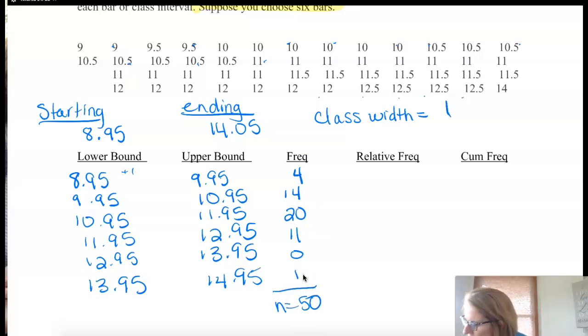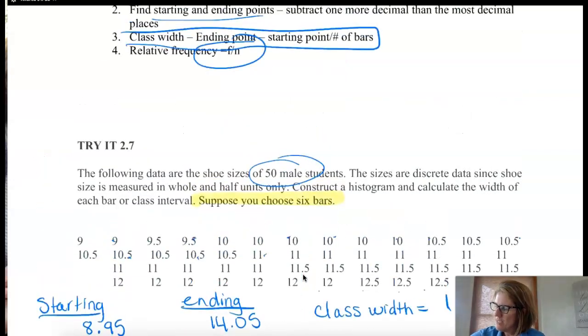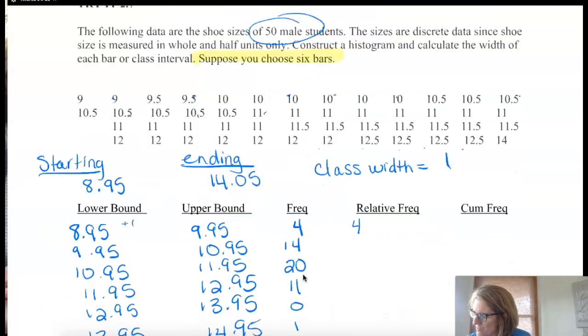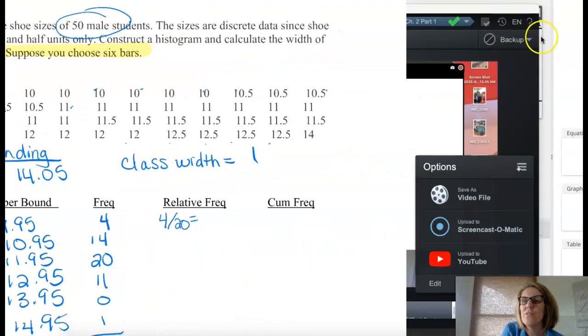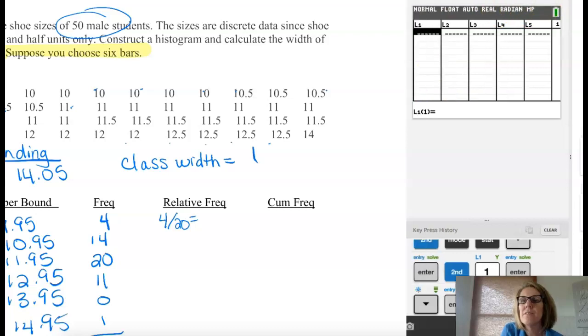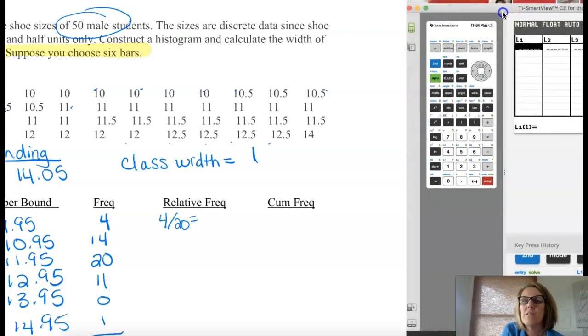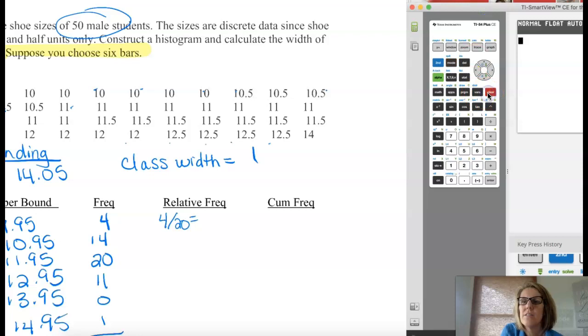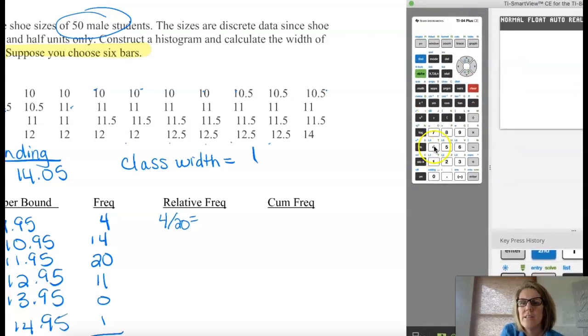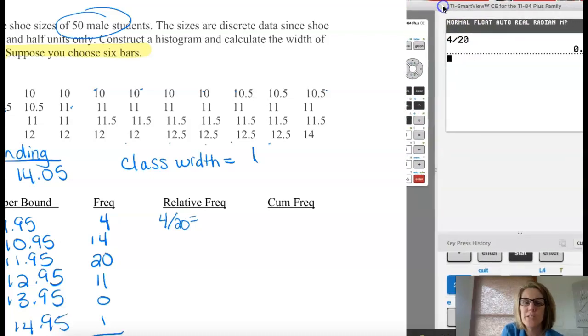Okay, now the relative frequency, we're going to calculate. Remember up here our formula for that? The relative frequency is the frequency divided by the sample size. So the frequency for this class is 4 divided by 20. Okay, so let me see if I can move this over and get my calculator back up. Second quit. Let's do 4 divided by 20. 1/5, right? So it should be 0.2.